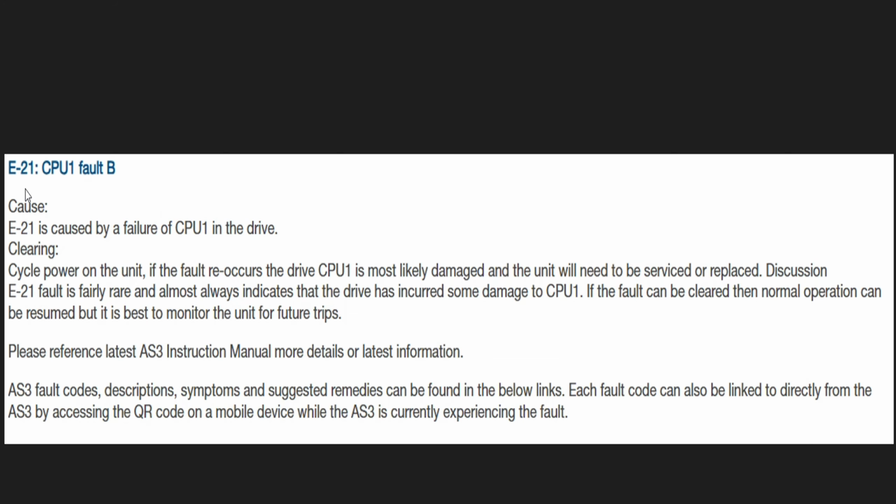We will talk about E21 CPU 1 fault B. E21 is caused by failure of CPU 1 in the drive. To clear it, you can power your device off and on.